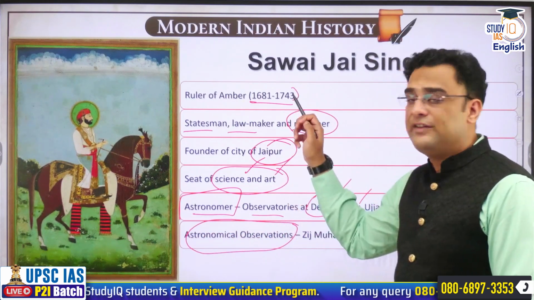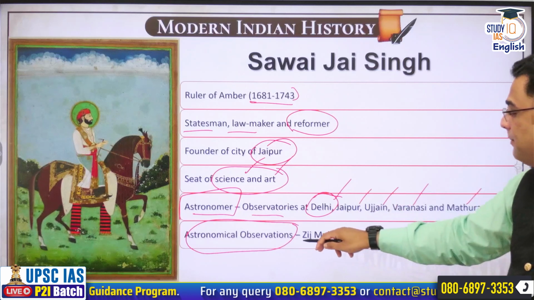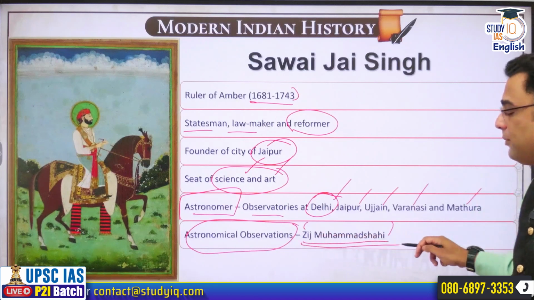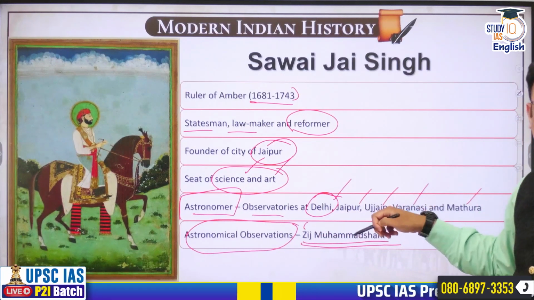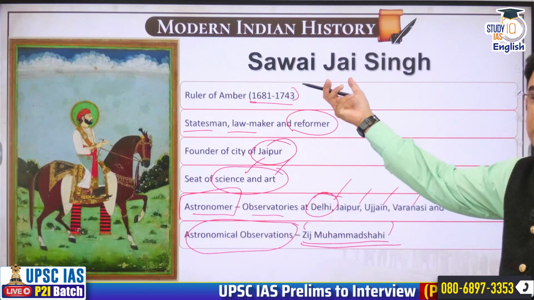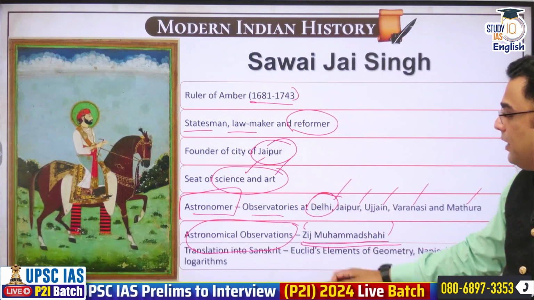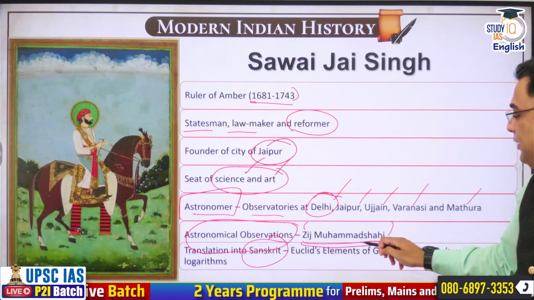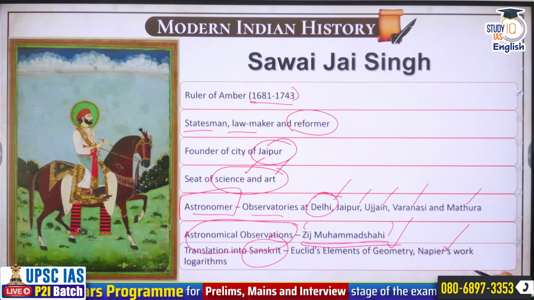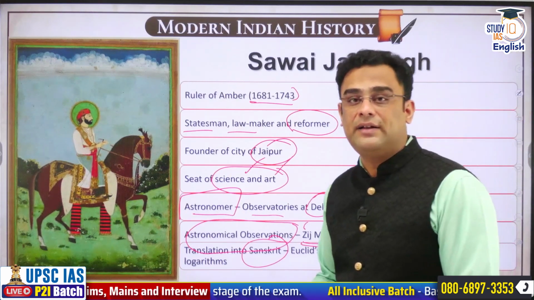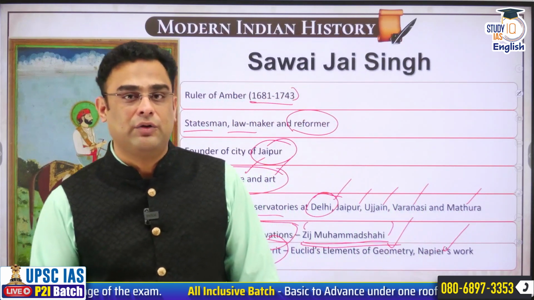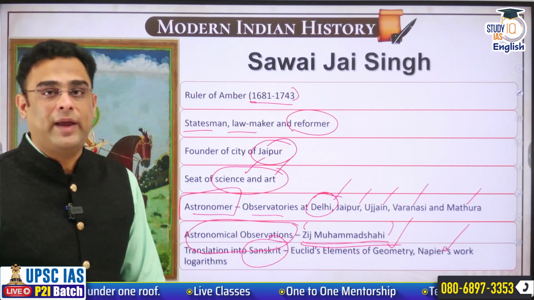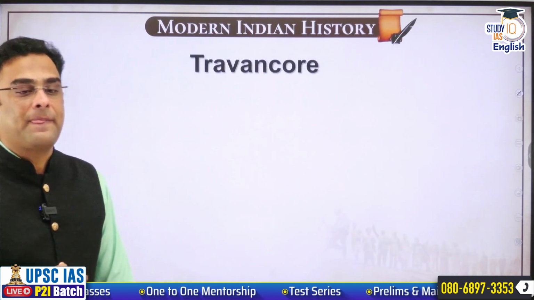Astronomical observations of Savai Jai Singh were considered to be very perfect, and he compiled them in Zij-i Muhammad Shahi. So remember the term for prelims. Zij-i Muhammad Shahi is the text in which astronomical observations of Savai Jai Singh have been compiled. He also translated into Sanskrit some of the developments of the West. For example, Euclid's Elements of Geometry and Napier's work on logarithms were translated during the time of Savai Jai Singh. Goes to show how keenly interested he was in science and technology in a day and age where we were laggards in that area. Okay.